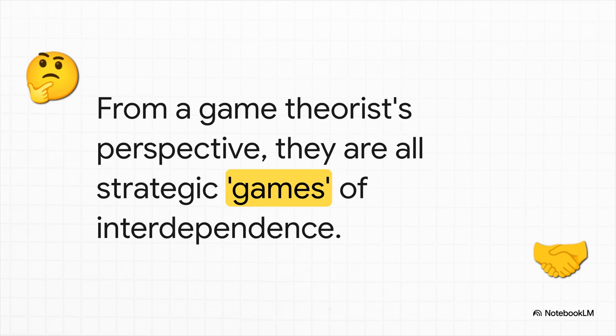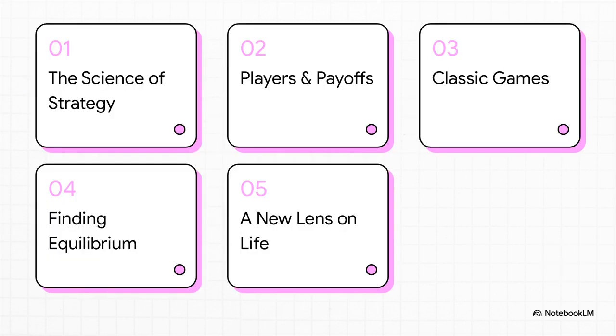They're all situations where our outcomes are linked. And once you understand the rules of the game, you can start to figure out how it's all going to play out. So here's our game plan. First, we'll cover what the science of strategy actually is. Then we'll break down the key pieces: players, strategies, and payoffs. After that, we'll dive into some classic games to see it all in action. We'll figure out how to find the solution to a game, and then we'll see how this gives us a totally new way to look at the world. Ready? Let's get into it.